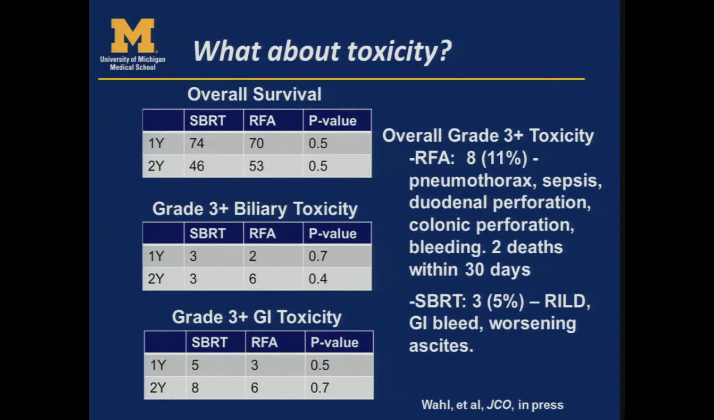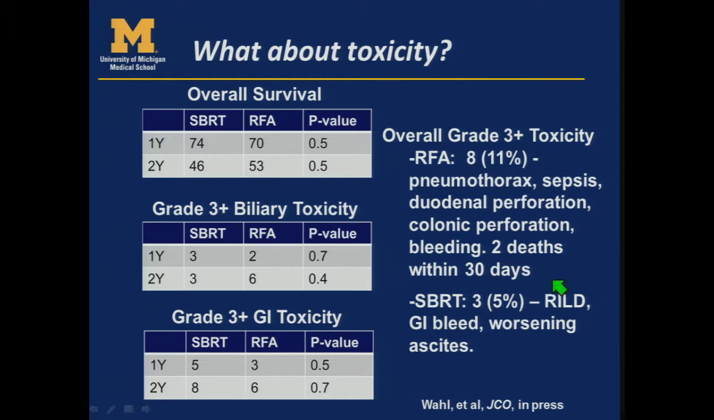And then anytime you put in a needle, there's all sorts of complications that can happen, and they're rare. But if you're one of those patients that has that rare complication, it's really terrible. So for RFA, for all these patients, there was a pneumothorax, so somebody's lung got perforated and dropped, infection, perforation of the duodenum, perforation of the colon, bleeding, and 2 people died within 30 days.